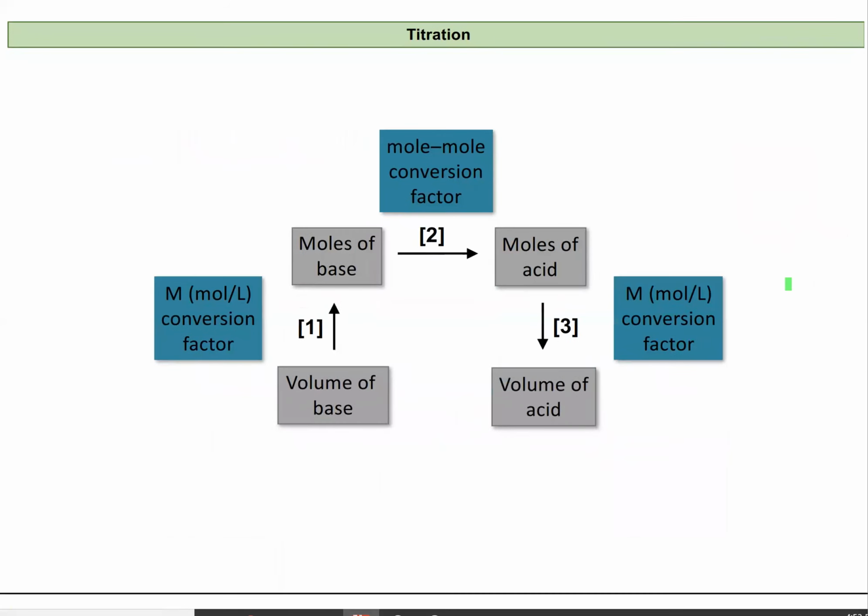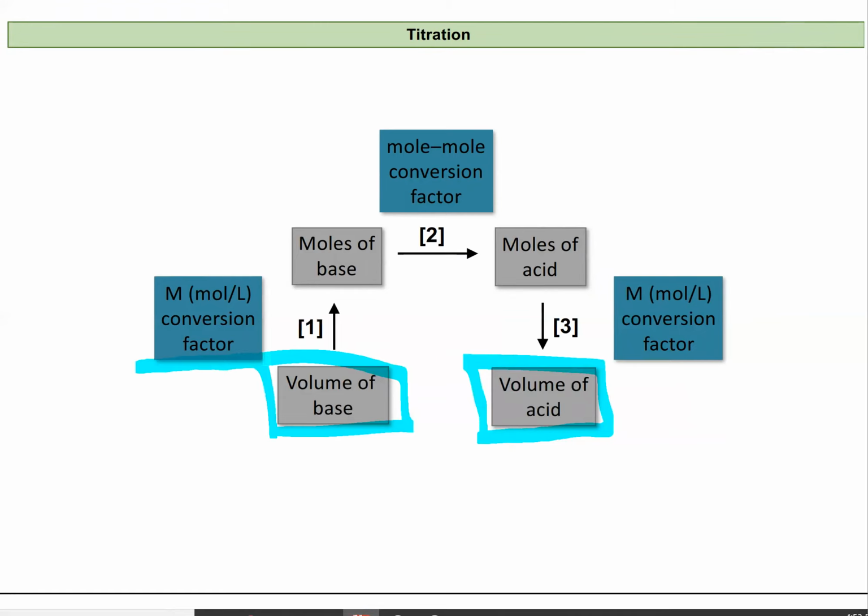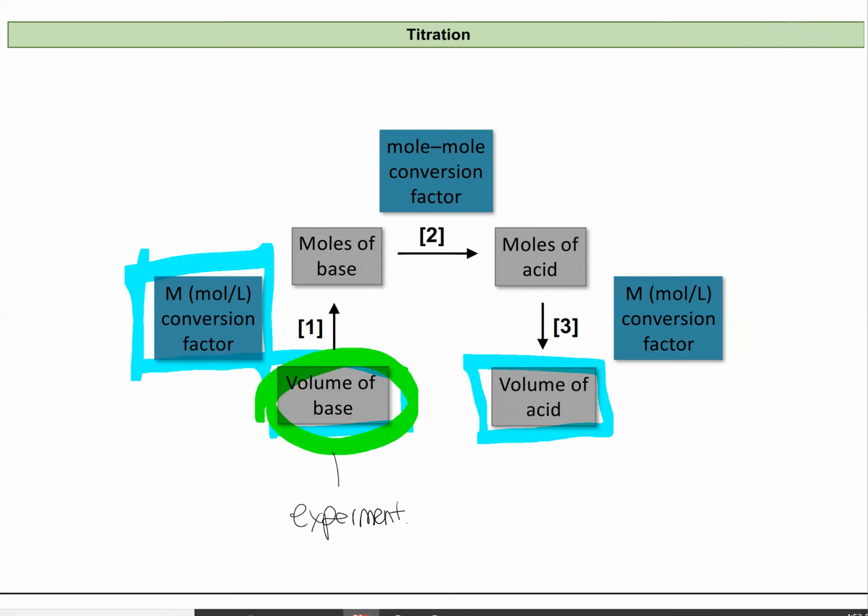Here's a way to visualize that in a slightly different way that's a little bit less linear. So typically I know the volume of my base that's added, I know the volume of the acid I start with, and I know the concentration of my base. So my volume of base I find experimentally. Before I start my experiment, I measure the volume of my acid, and I use a known base. So I have this concentration of base known already.